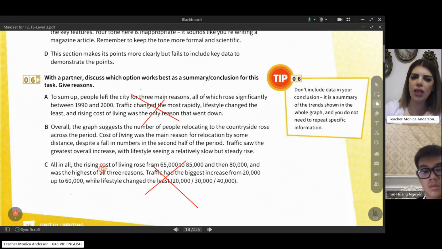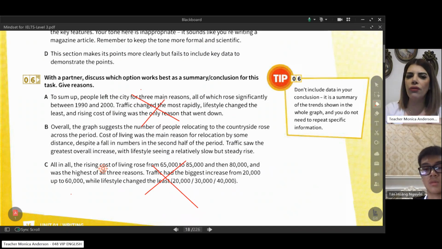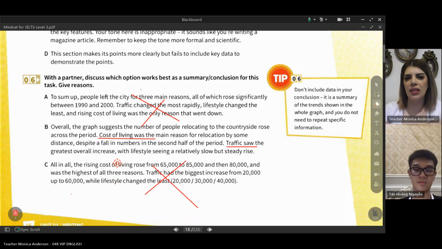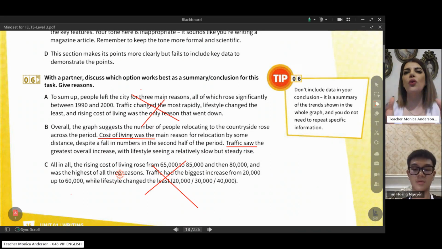About B, B is really good, and can be considered a good overview or maybe a good summary because, as you can see, we have the main points, cost of living and traffic, without numbers. Actually we can say yes, it could cover the whole main ideas completely, so we can consider it as the best.